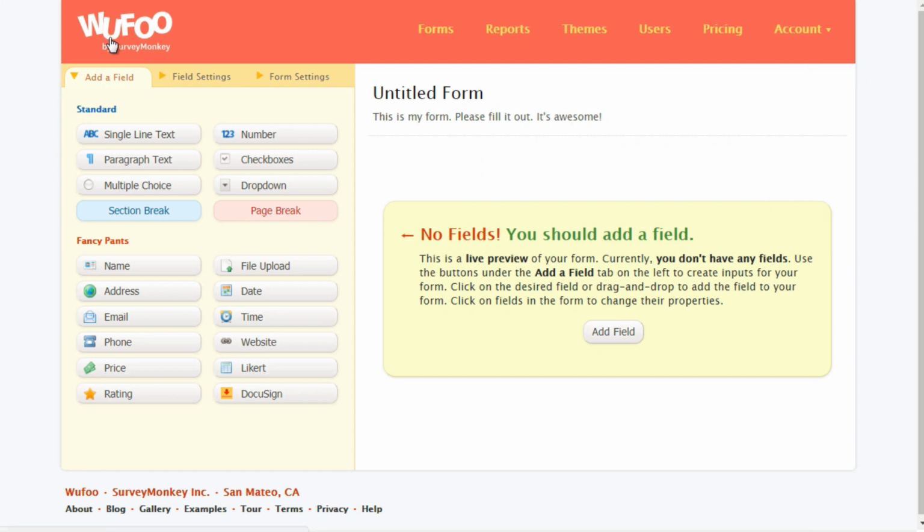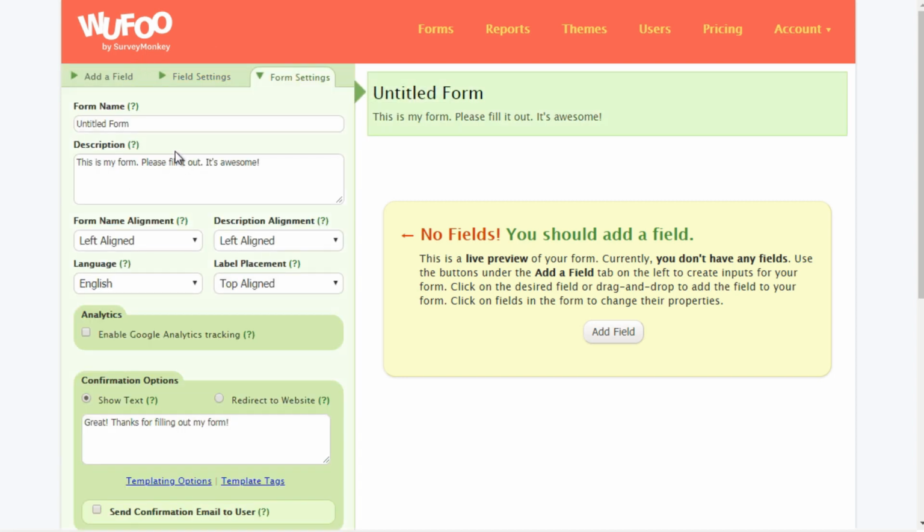Okay, so Wufoo.com is actually owned by SurveyMonkey.com, but we're using Wufoo here, and if you go here, you create a new form, you should see this page. Now, by default, you can edit the form settings, and that simply allows you to change the design, the alignment, and the form name and all that.